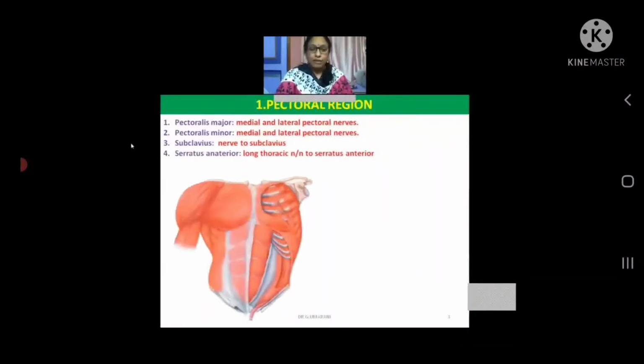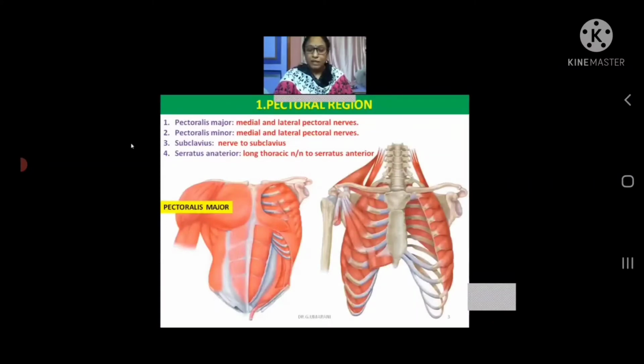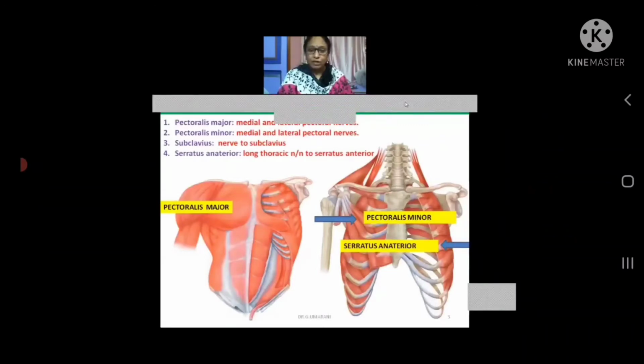Here you can see the image. The muscle which occupies the pectoral region, which is very large, we call pectoralis major. After removing pectoralis major, we can see the muscle known as pectoralis minor. And another small muscle, located beneath the clavicle, we call subclavius. And the other muscle is the serratus anterior muscle. So these are the muscles of the pectoral region.